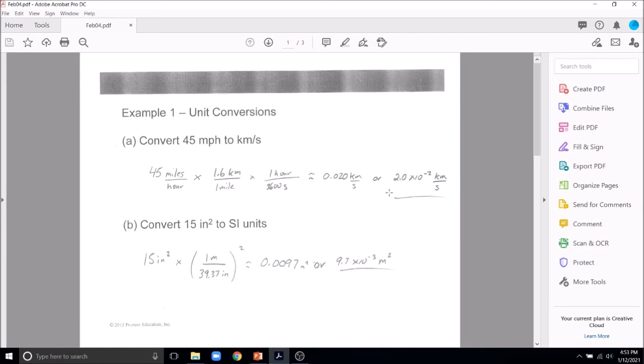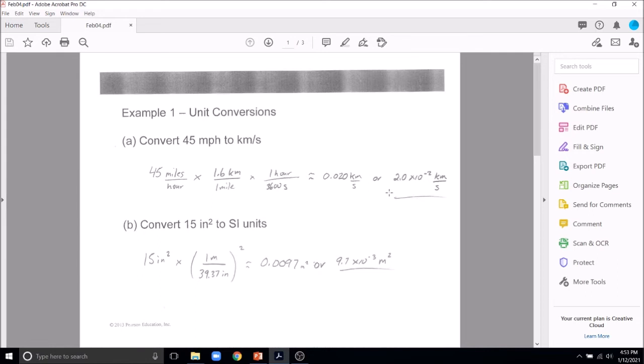because of the use of significant figures. Our original number, 45, has 2 significant figures. And so as long as our conversion ratios have at least 2 significant figures in them, our answer can be rounded so that it has 2 significant figures. And I'll say more about that after the example here.